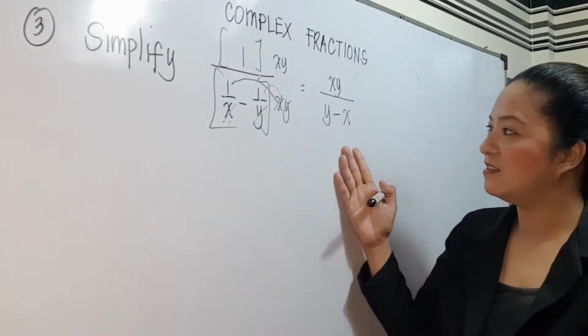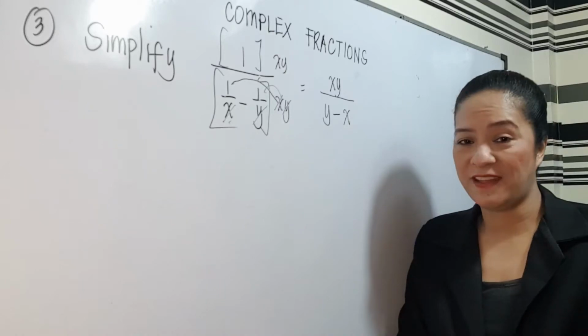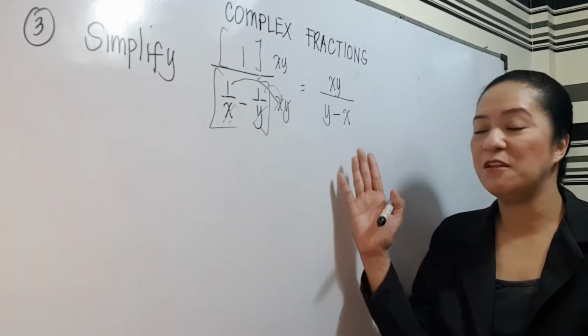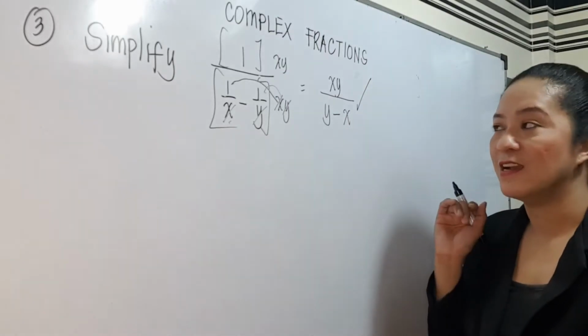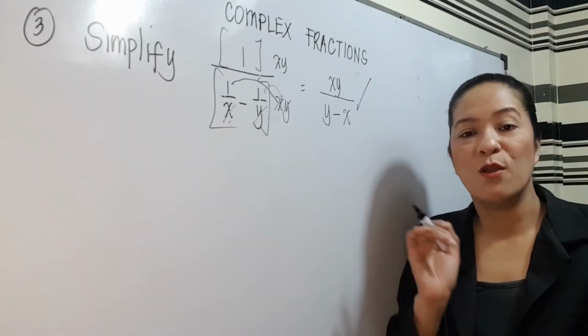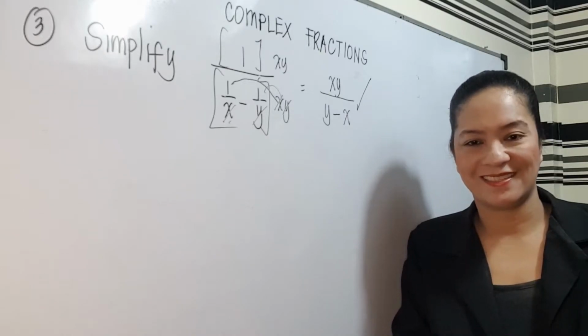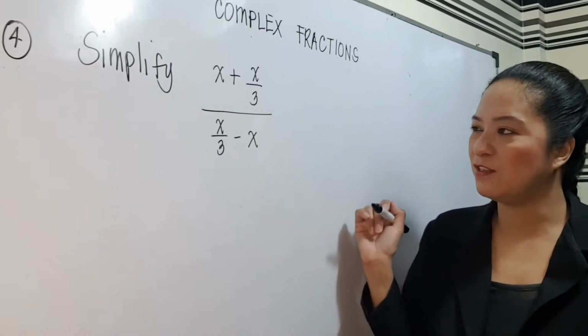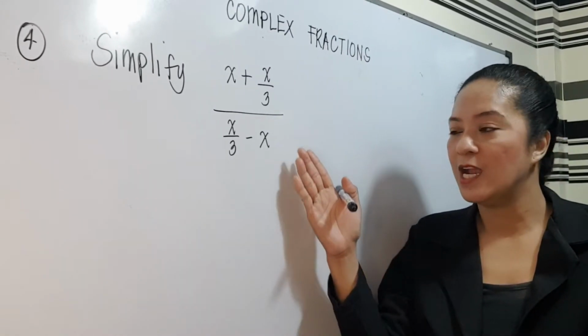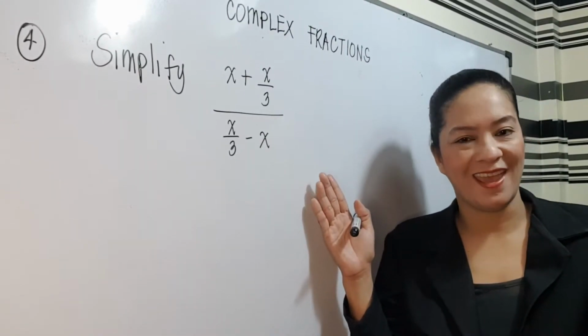So let's look at the answer. Can it still be simplified? This can no longer be simplified. So this is the answer: xy over y minus x. Let's have number 4. Simplify x plus x over 3 all over x over 3 minus x.